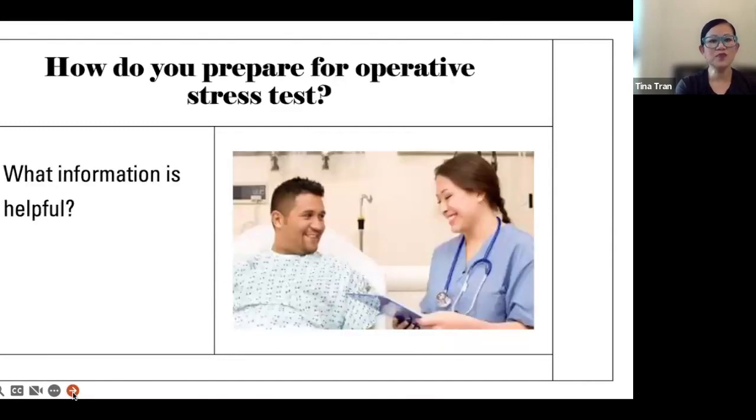So how do you prepare for the operative stress test that the patient is going to have? What information is most helpful for you to determine that the patient is going to withstand the stress of having surgery and having an operation? If you want to enter in the chat box, what test or what interaction with the patient would provide you with the most information about how well the patient will do for their surgery.